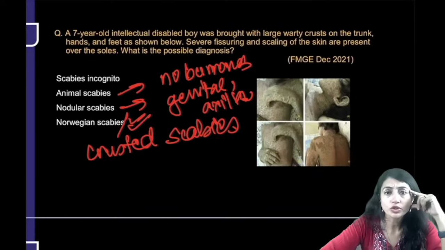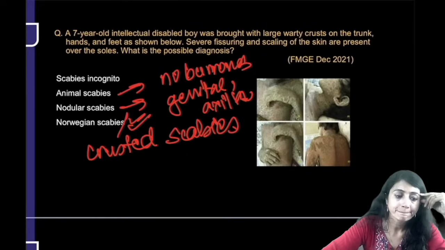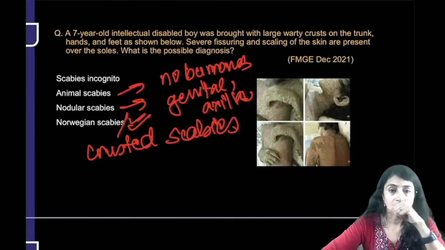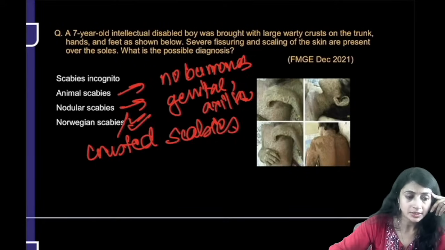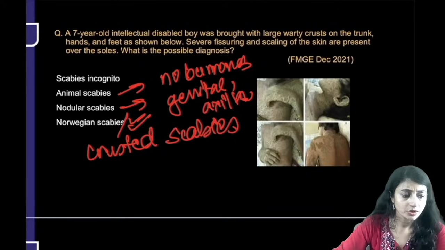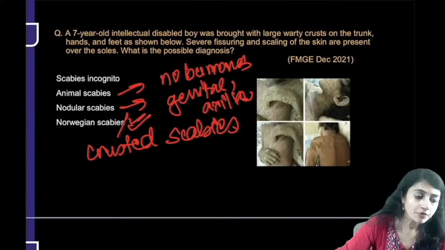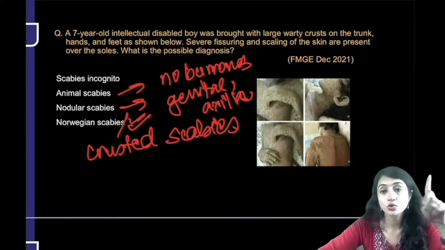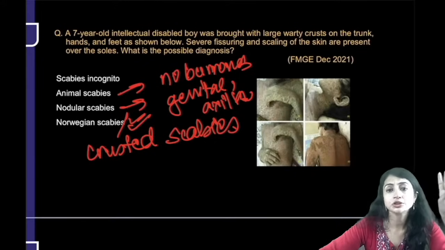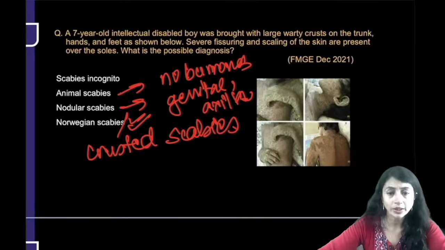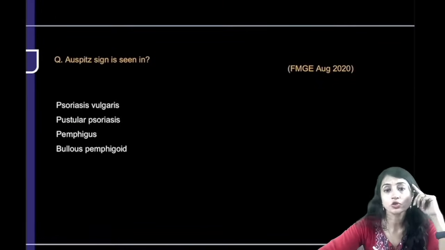What is the treatment of choice for scabies? How do you treat scabies? What is my treatment of choice? So the treatment of choice for scabies is 5% permethrin, absolutely right. Remember, permethrin is available as 1% and 5%. For scabies you use 5%, for pediculosis you use 1% permethrin. Okay, so remember this. Next question.